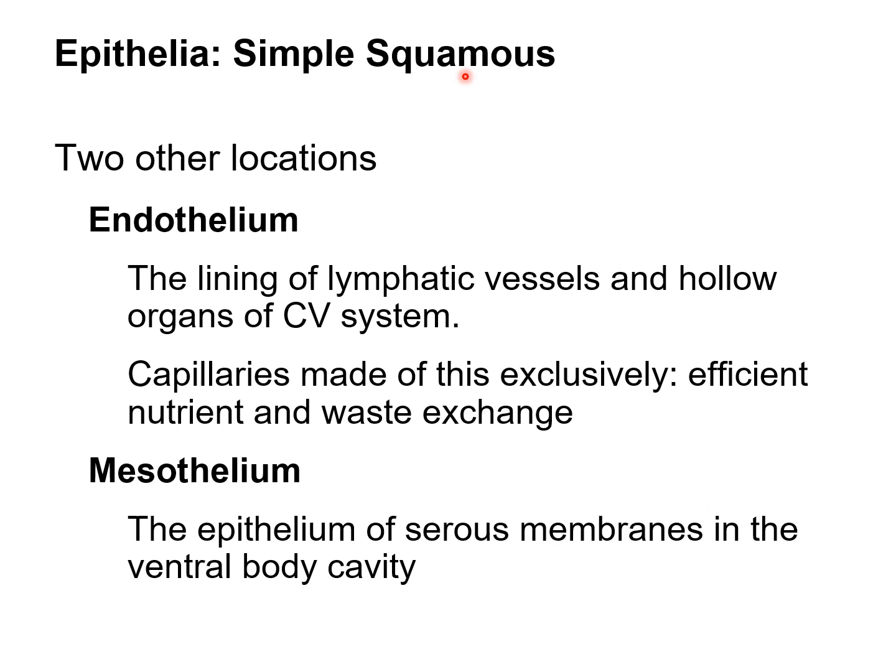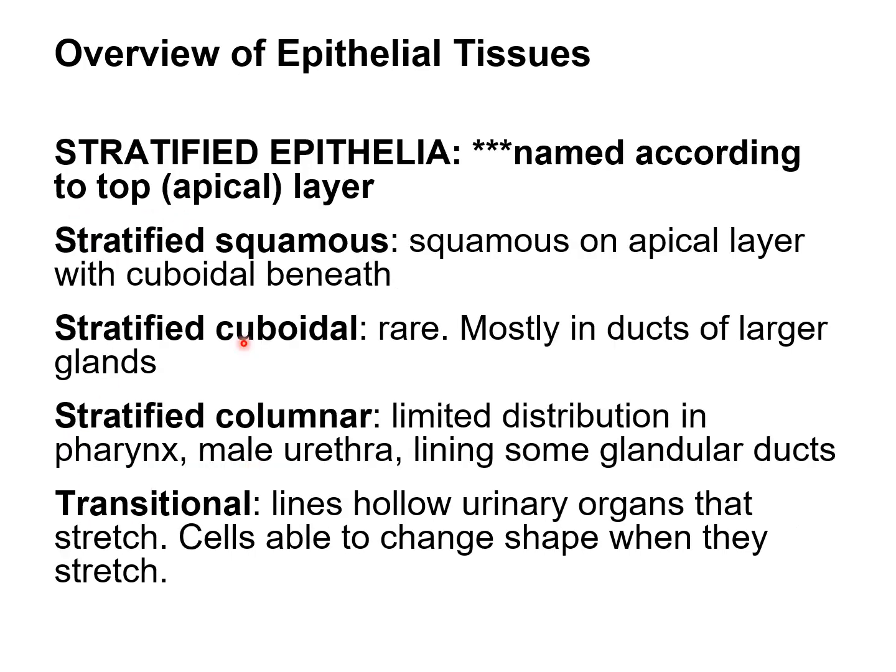On the first slide, we saw that it was located in the alveoli of the lungs. Just note here that when it's found in these 2 locations, lining blood vessels or lining serous membranes, they're just given a different name. Instead of simple squamous, we call them endothelium or mesothelium. Now we're moving on to stratified epithelia. Here are the 4 types, and we're going to go through each of the 4 with pictures on the upcoming slides.